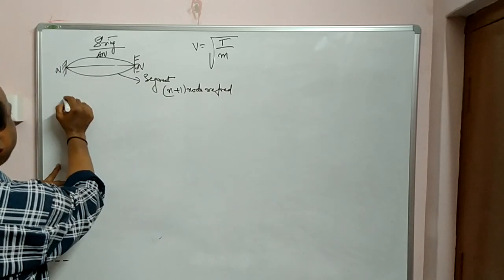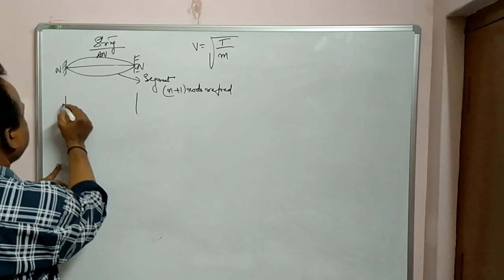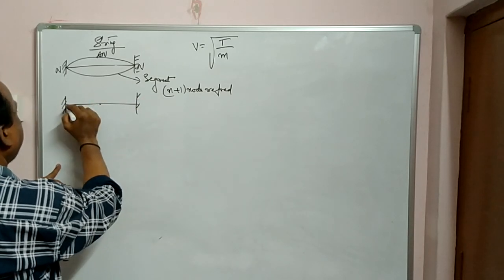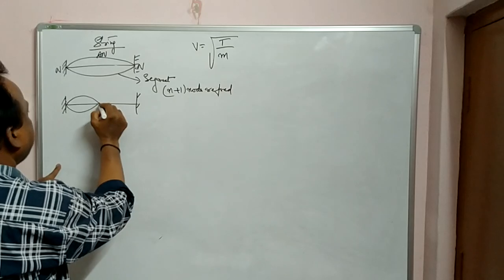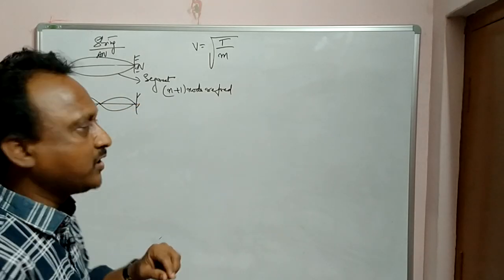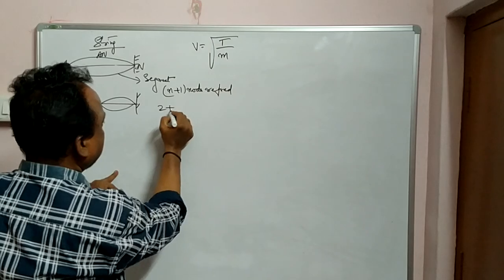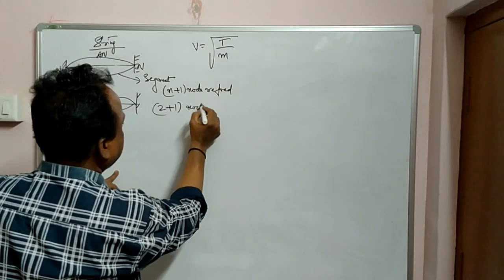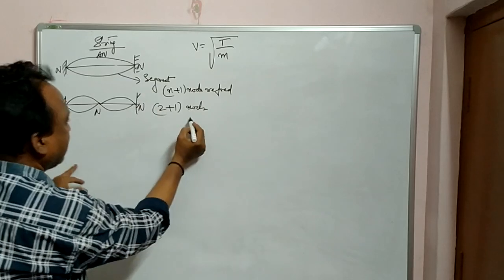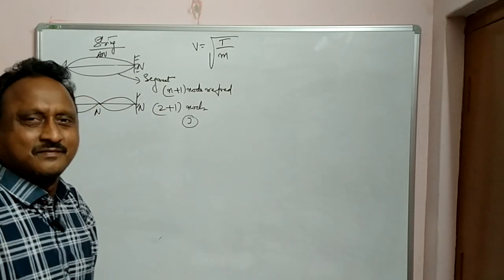For example, let us assume 2 segments. For 2 segments, just see: this is one segment, this is another segment. So in 2 segments, how many nodes are formed? 2 plus 1 nodes. See, 1, 2, 3. 3 nodes are formed.